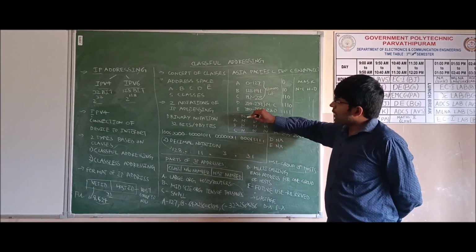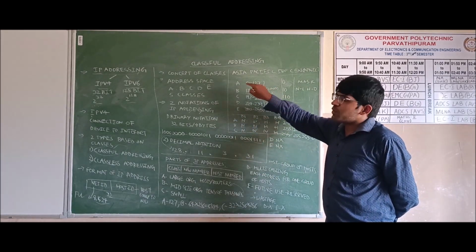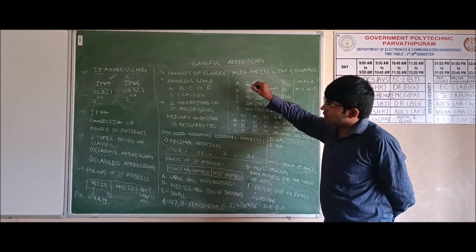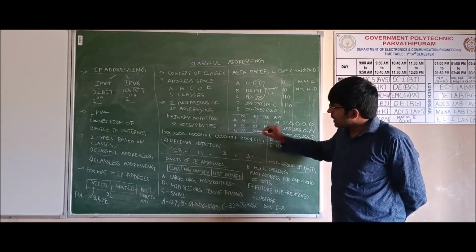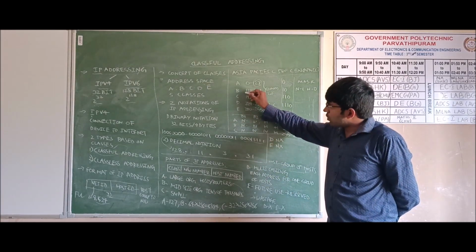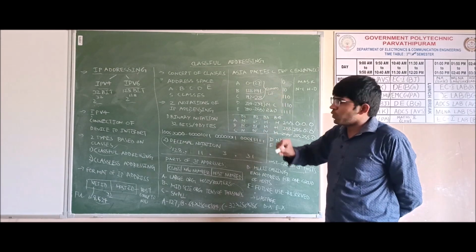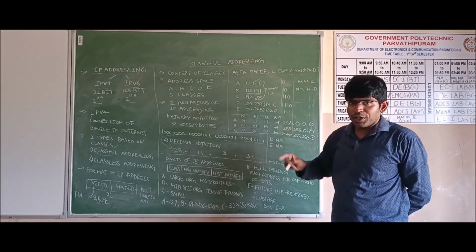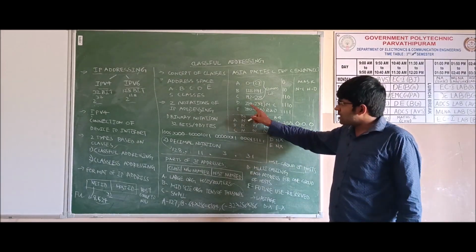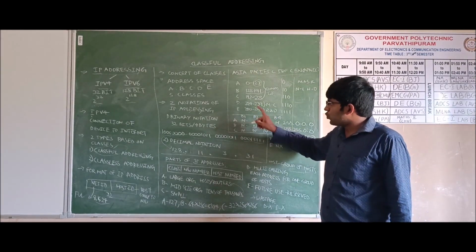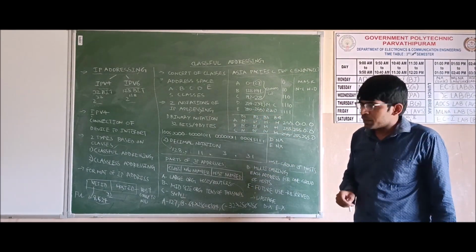In class A, byte 1 starts with 0 and ends with 127. Class B, byte 1, starts with 128 and ends with 191. Class C is 192 to 223. Class D is 224 to 239. And class E is 240 to 255.